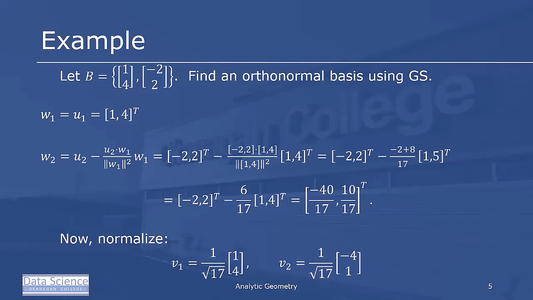Normalizing these two vectors, we get v1 is 1 over root 17 times the vector (1, 4). v2 is the vector (-4, 1) times 1 over root 17. So again, you can verify very quickly that these vectors are orthogonal to each other, and because we normalized, they're obviously of unit length.